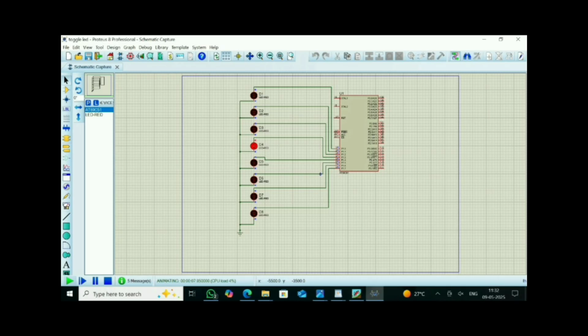Applications of toggling LED in real life are as follows. They can be used as status indicators, in error and warning signals, in traffic lights, in communication signals, and in alarm and security systems. This was the working and application of toggle LED. Thank you.